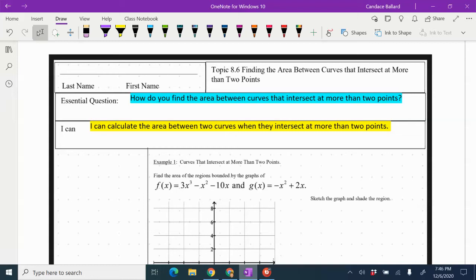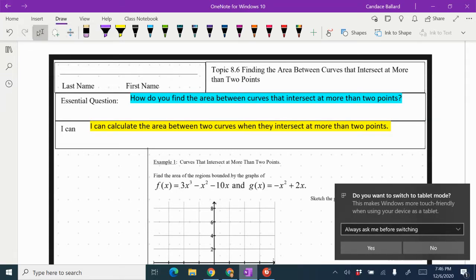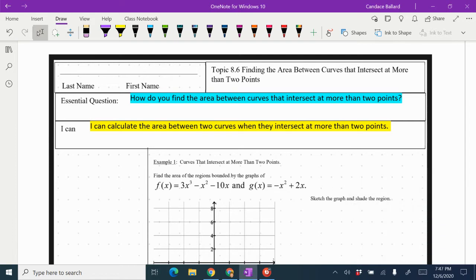In this video, we're going to cover topic 8.6, which is finding the area between curves that intersect at more than 2 points. So we're going to ask, how do we find the area between two curves that intersect at more than 2 points? And you're going to be able to say that I can calculate the area between two curves when they intersect at more than 2 points.